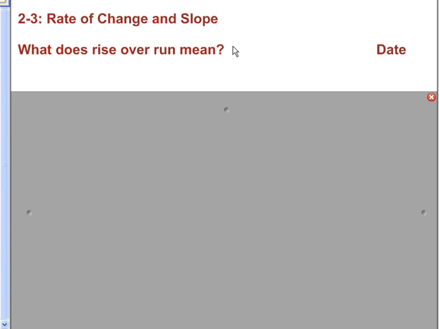Paper 2 students, we are going to look at rate of change and slope today. So go ahead and update your table of contents. Then go to the page you're going to be writing. And what does rise over run mean is our essential question today. Make sure that you date this.